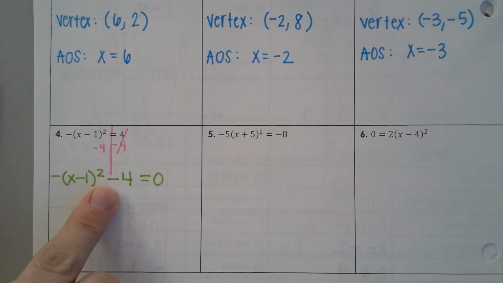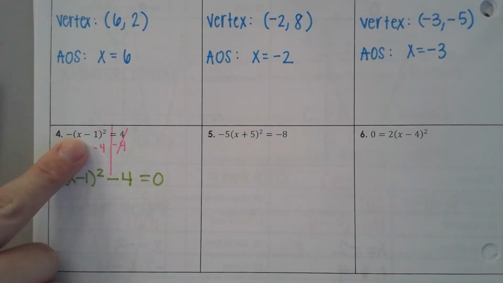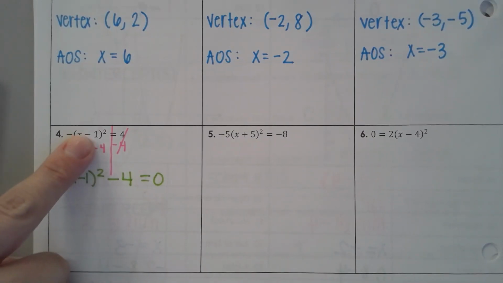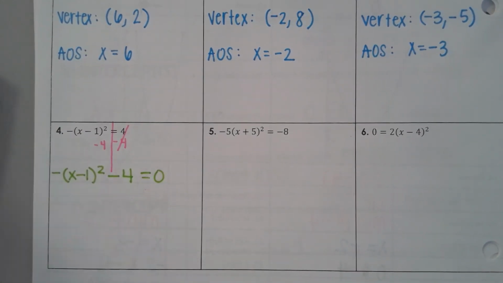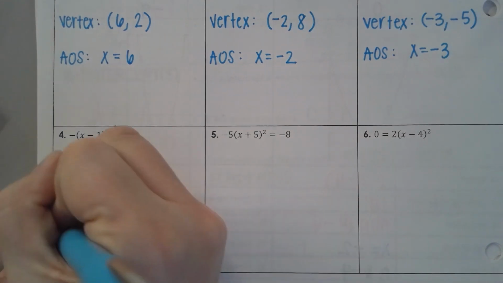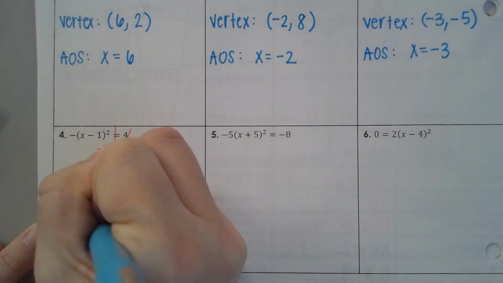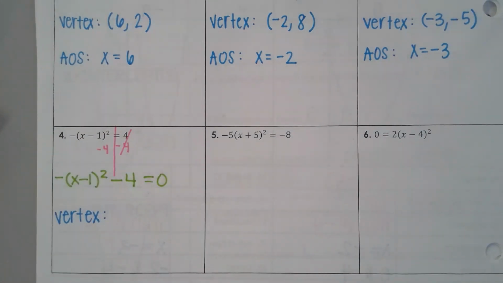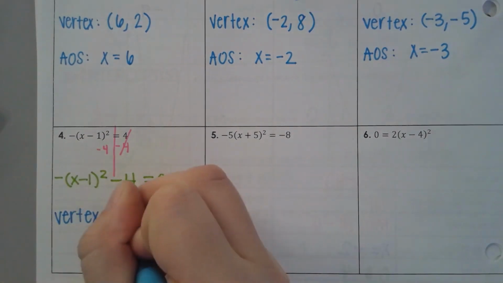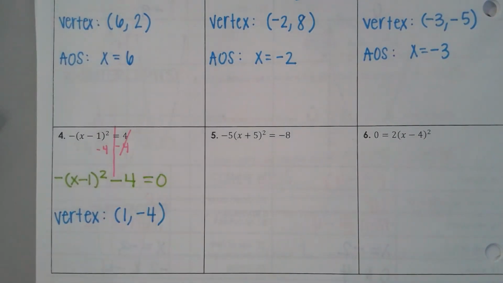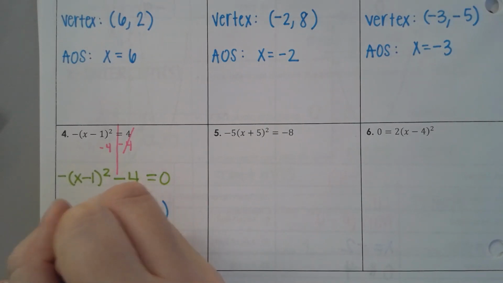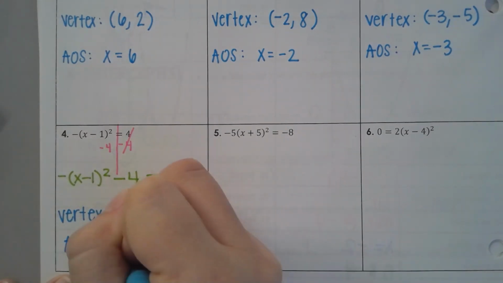Why is that negative 4, not negative 5? You cannot take the negative 4 from the negative 1 because that's in parentheses and it's being squared, and you just got to write it out by itself. Okay. So my vertex is 1, negative 4. And my axis of symmetry is x equals 1.